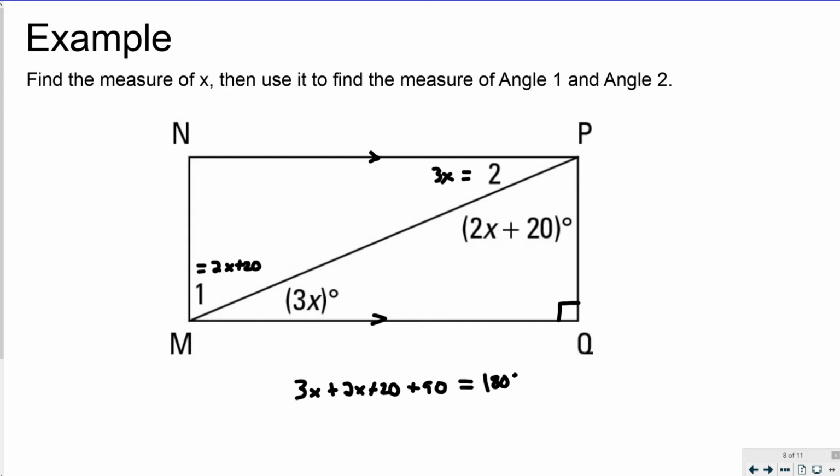So if I just quickly add it up, I get 5x plus 110 equals 180. So 5x equals 70. Dividing both sides by 5, x equals 14 here, which means that this measurement here would be 2 times 14 is 28, plus 20 is 48 degrees.